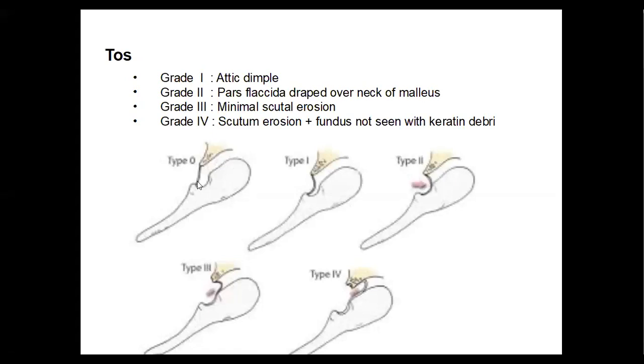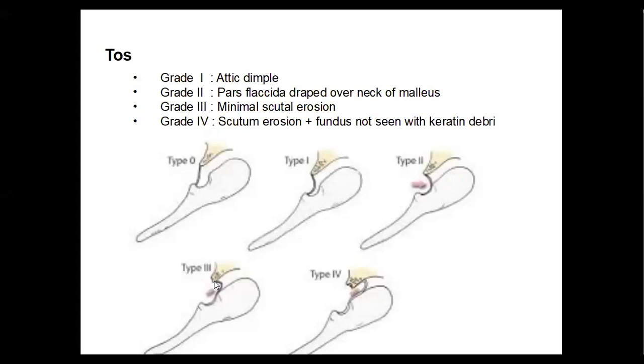So in type 0, that is normal, and in type 1, there is a dimpling of the pars flaccida without any further damage to the outer attic wall. Whereas in type 2, the retraction of the pars flaccida is so much that it goes and adheres to the neck of the malleus. But you can see the entire retraction pocket without any hidden areas.